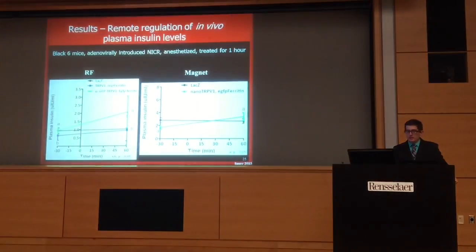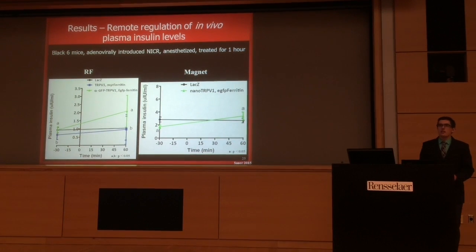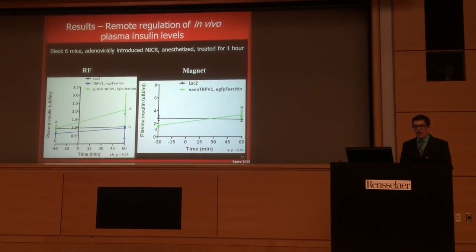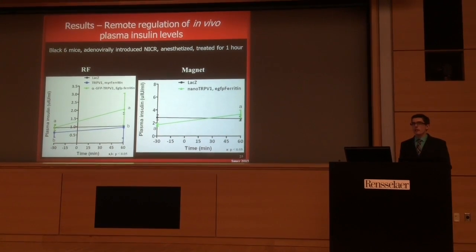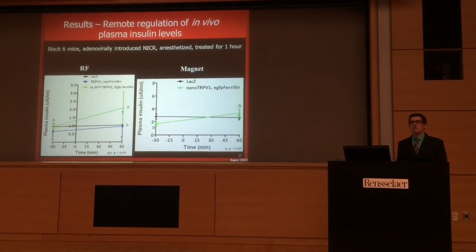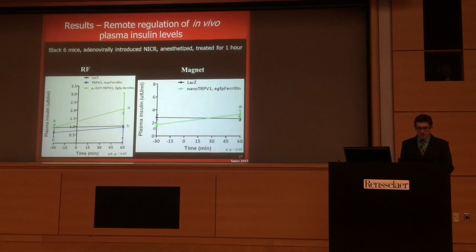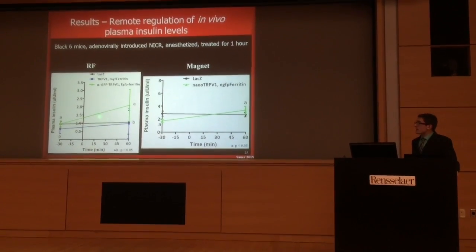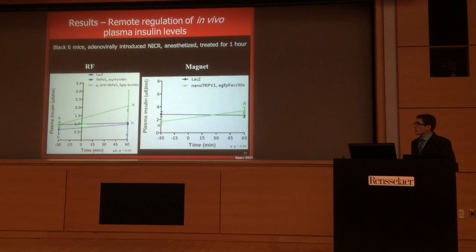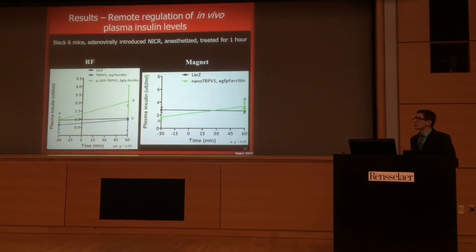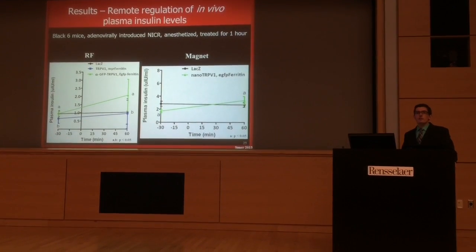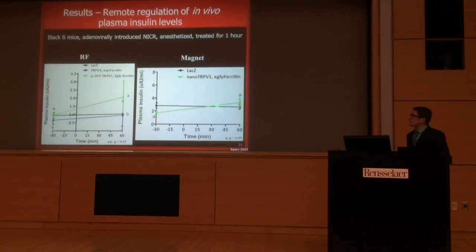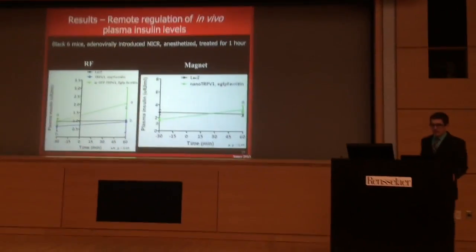So what can we do with this in vivo? We use black 6 mice that are adenovirally transduced with a nicer system, and that includes the ion channel, the engineered ferritin particle, and the calcium-sensitive insulin gene. When these animals are treated with RF, we see a large significant increase in plasma insulin, showing that we're remotely promoting the expression of insulin. And we likewise see the same thing with a magnet, while significantly less.